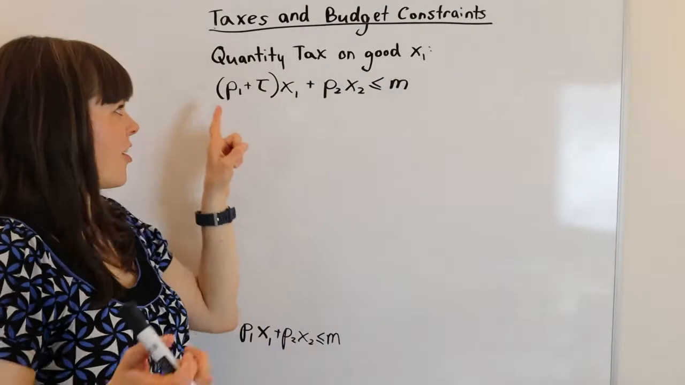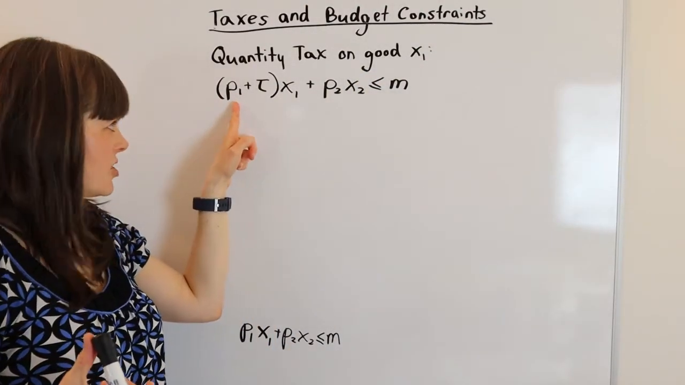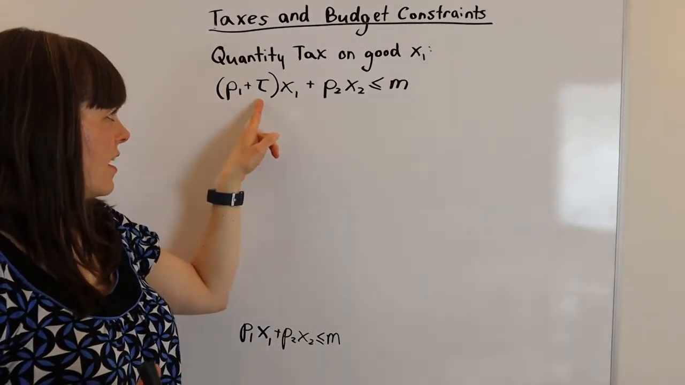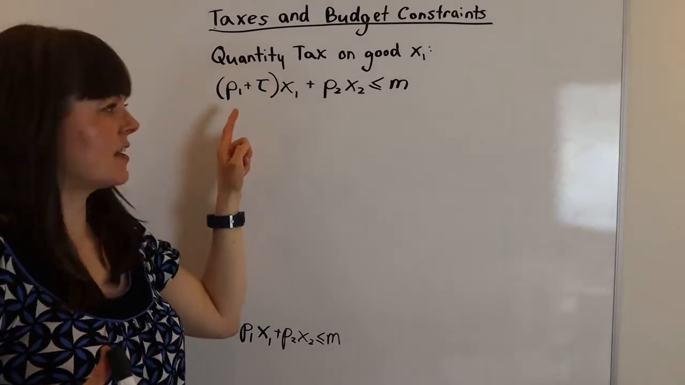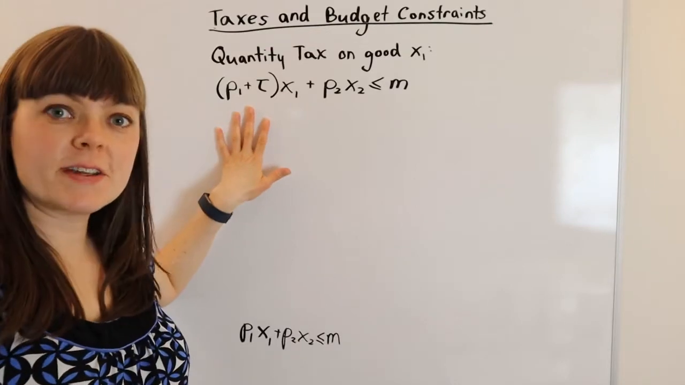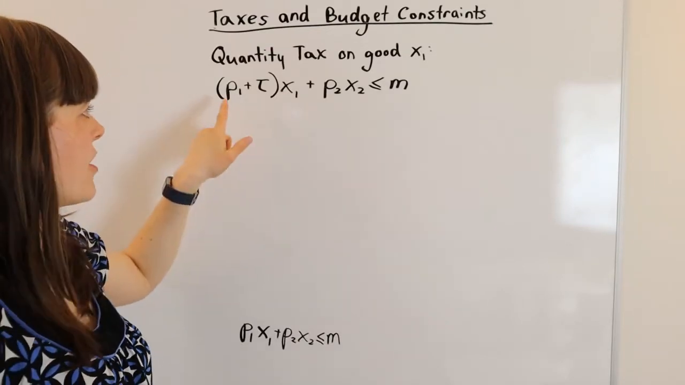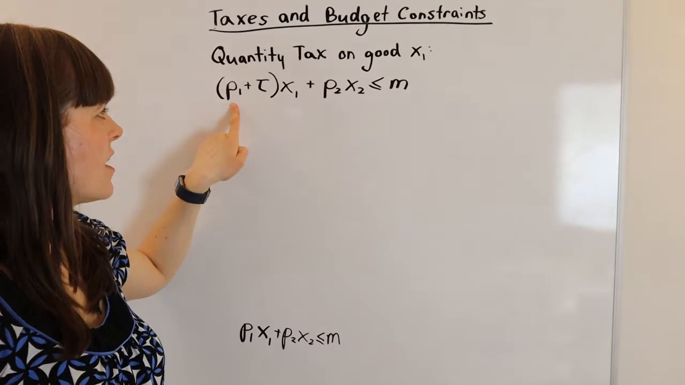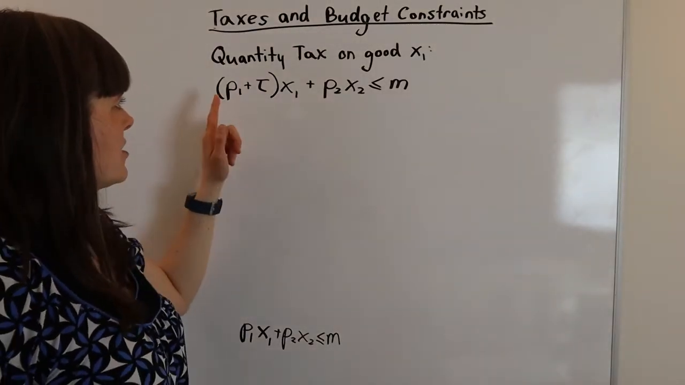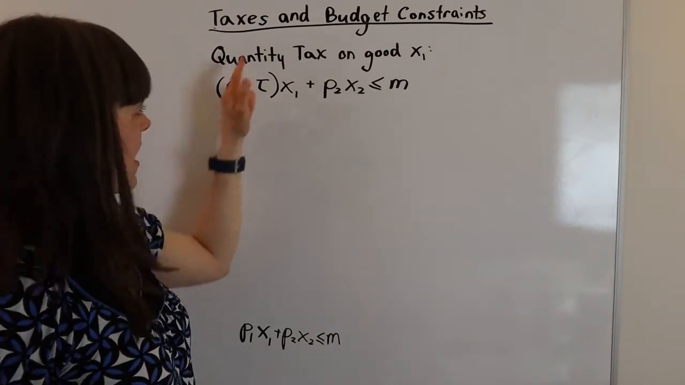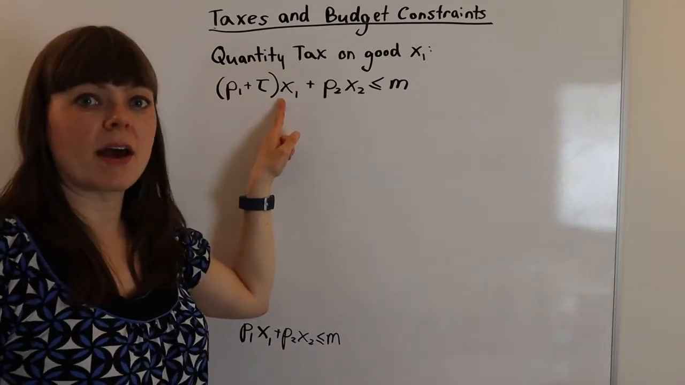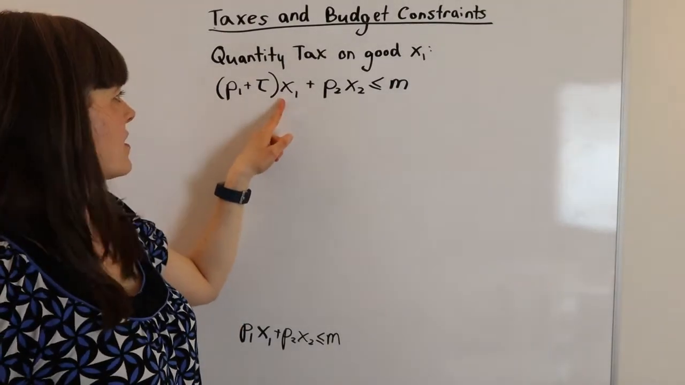So if bars of chocolate are normally $2, the price of chocolate is $2, and you're placing a 50-cent tax per bar of chocolate, then the effective price is going to be $2.50. So if you put a 50-cent tax on chocolate bars and the normal price is $2, then essentially you're raising the price of chocolate bars to $2.50. So $2 plus the 50-cent tax behaves like the total price of chocolate bars that needs to be multiplied by the quantity of chocolate bars that the person purchases.